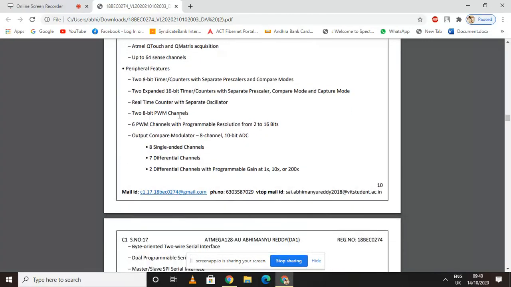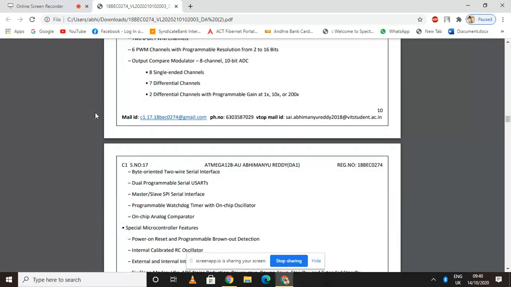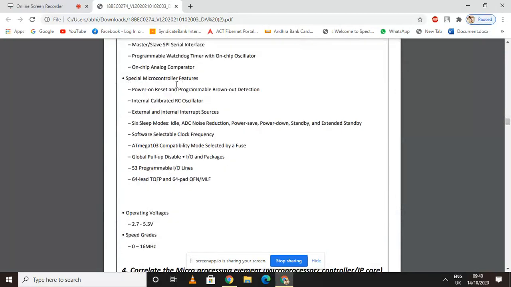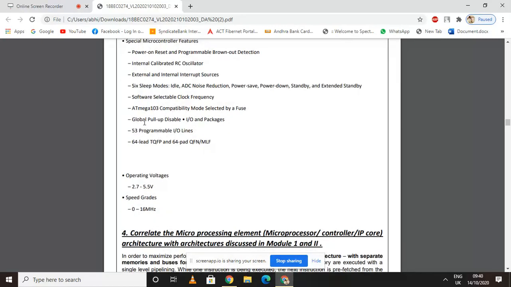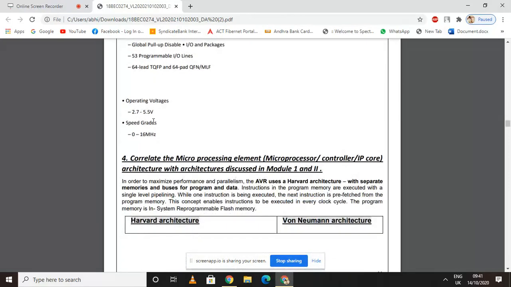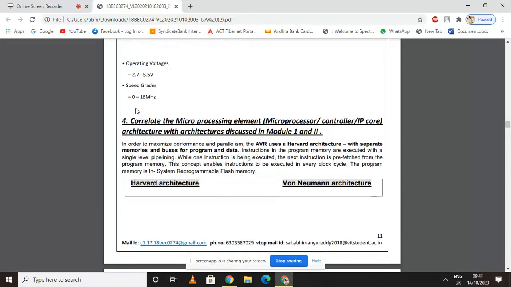These are the various peripheral features. These are the special microcontroller features, that is power-on reset and programmable brown-out detection, internal calibrated RC oscillator, external and internal interrupt sources, sleep modes, software selectable clock frequency, Atmega103 compatibility mode, global pull-up disable, input-output and packages, 53 programmable input-output lines, 64-lead TQFP and 64-pad QFN and MLF. These are the operating voltages, that is 2.7 to 5.5 volts, and these are the speed grades, 0 to 16 megahertz, that's the clock cycle speed.